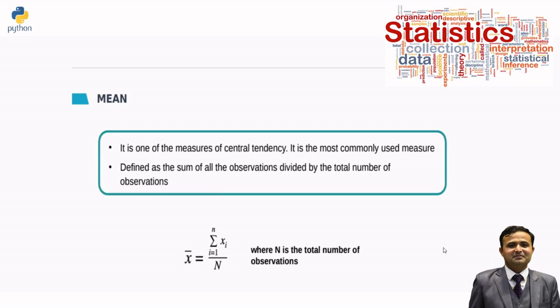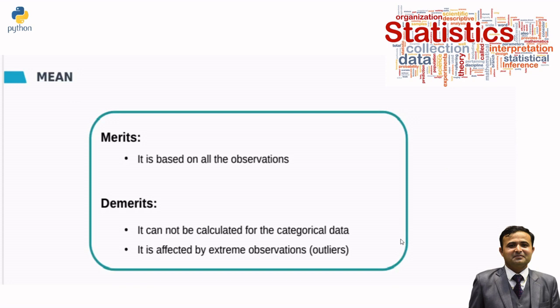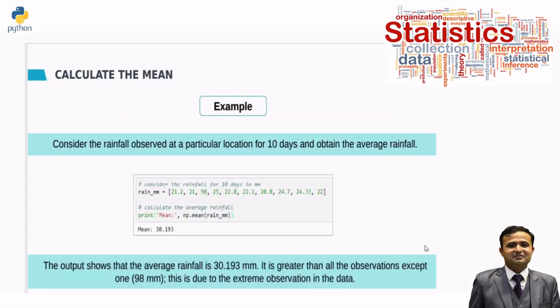It is the most commonly used measure, defined as the sum of all observations. It is based on all observations, but it cannot be calculated for categorical data. That is a problem. Here is the example.